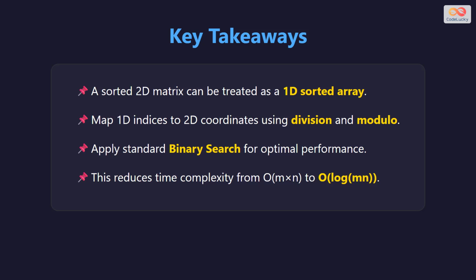To summarize, the most efficient way to search a sorted 2D matrix is to treat it as a flattened sorted list. By using simple modular arithmetic to map indices to coordinates, we can leverage the speed of binary search without the memory cost of rebuilding the array.